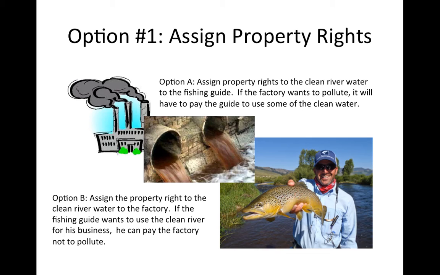Note that both of these approaches can result in a Pareto-efficient outcome. However, they have very different outcomes from an equity perspective. One might argue from an ethical perspective against giving the factory the right to charge for not polluting the river. Despite these ethical objections, this assignment of property rights can result in a Pareto-efficient outcome.